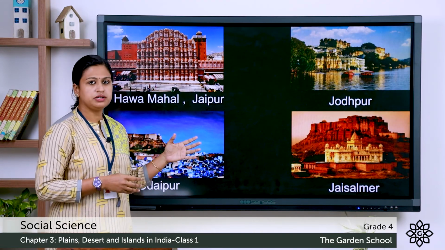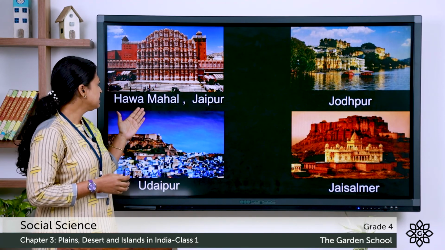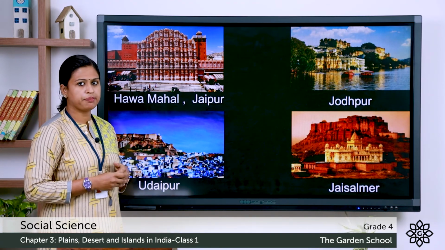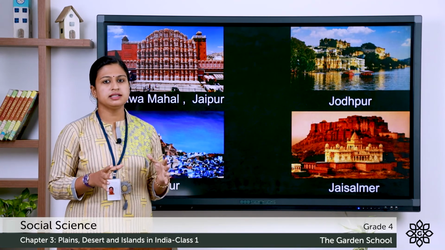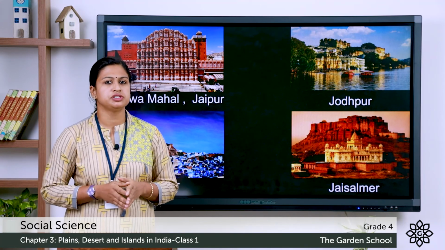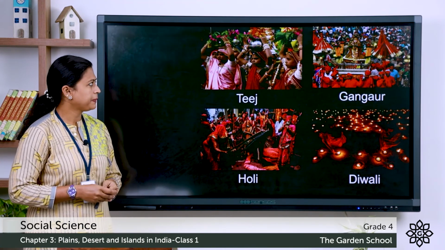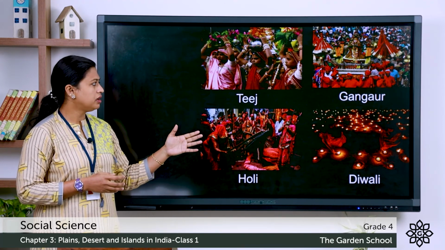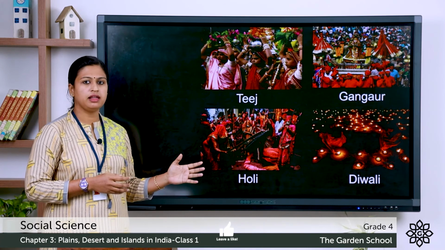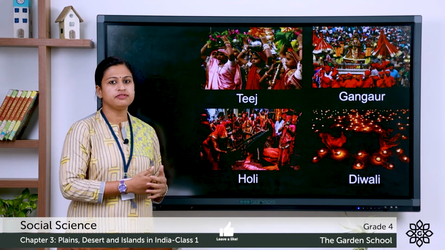These are the important towns and cities of the desert. This is Hawa Mahal found in Jaipur, Jodhpur, Udaipur, Jaisalmer. These are the famous tourist destinations in this desert area. The famous festivals celebrated are Teej, Gangaur, Holi, Diwali, Dussehra and so on. So, these were the features of Thar desert.